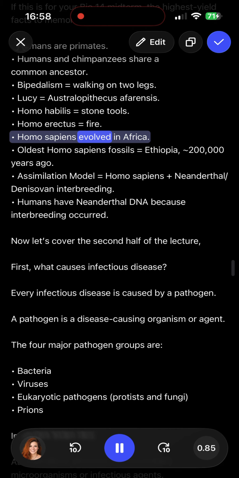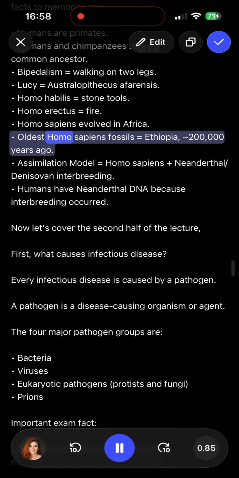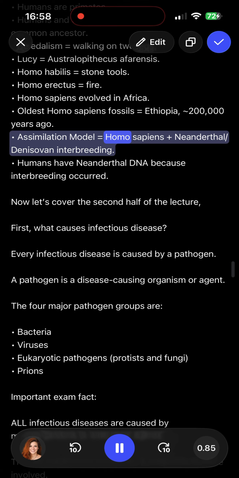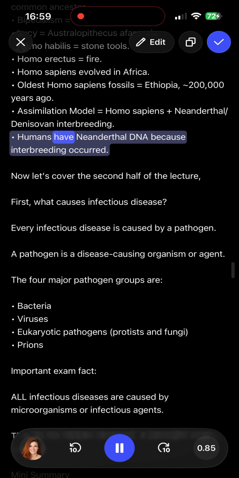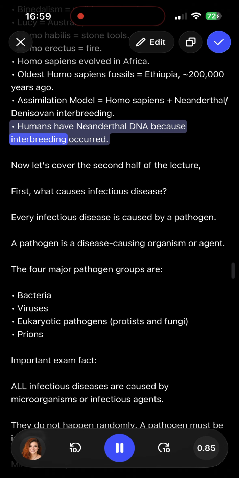Homo sapiens evolved in Africa. Oldest Homo sapiens fossils equal Ethiopia, about 200,000 years ago. Assimilation model equals Homo sapiens plus Neanderthal and Denisovan interbreeding. Humans have Neanderthal DNA because interbreeding occurred.